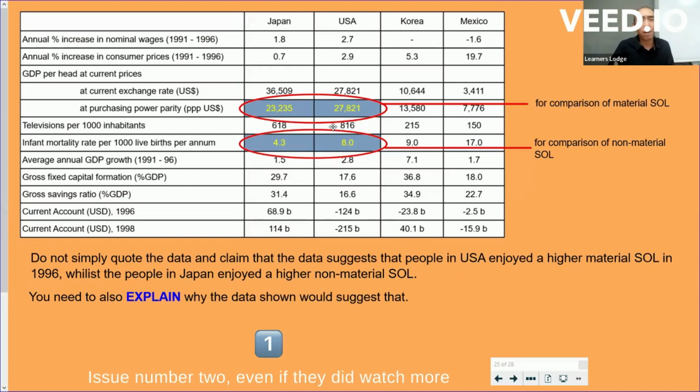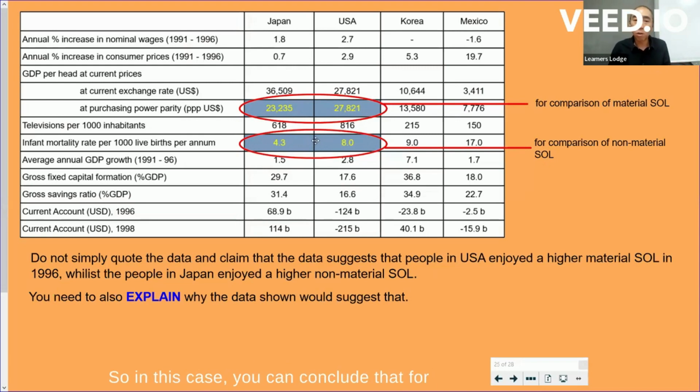Issue number two, even if they did watch more television, presumably suggesting they had more leisure time to watch TV, there's nothing to say that people in different cultures would be spending their leisure time engaging in the same kind of activities. Maybe the Japanese are not too keen on spending their leisure time watching TV, right? So between televisions per 1,000 inhabitants and infant mortality rate, infant mortality rate would clearly be a slightly better indicator to use. So choose the one more suitable, just like with the GDP per head above. There are two versions, a PPP version and a current exchange rate version. We are going to choose the better version of the data given that it's available, right?